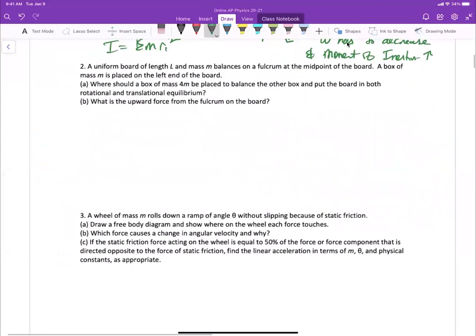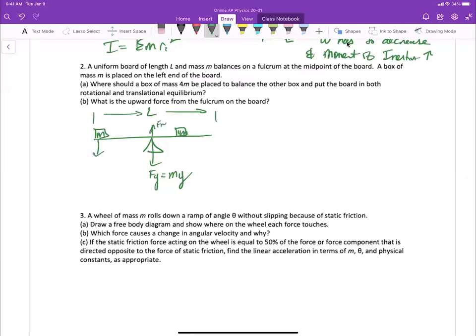Okay. All right. I have a uniform board of length L with a mass of M, and a block of 4m on a fulcrum. So this is the board, which has a weight of mg. I have force normal up. I have mg pointing down here. I have 4 mg pointing down here. This length is L over 2. This length is L. They want to know A. Where is the location of the 4m block?